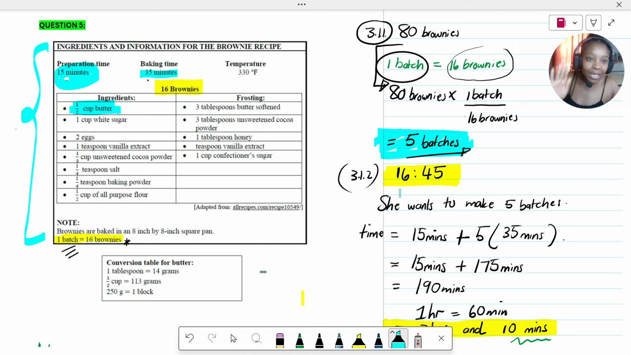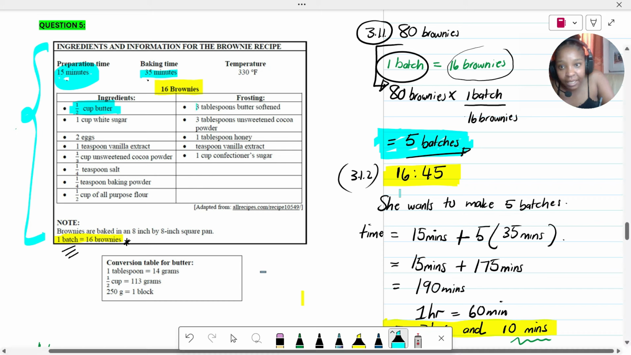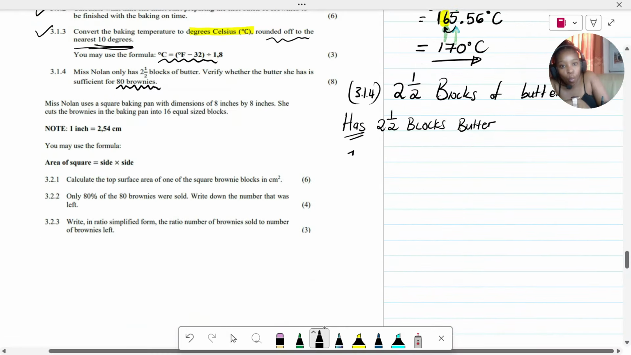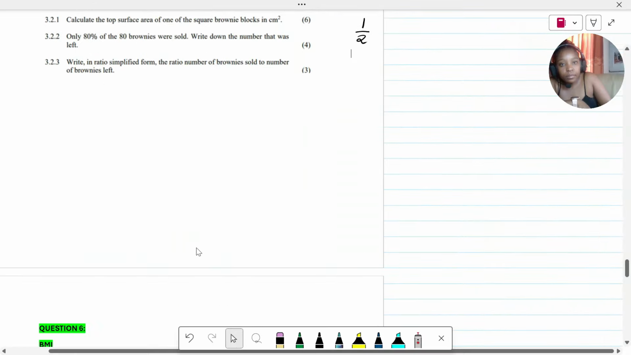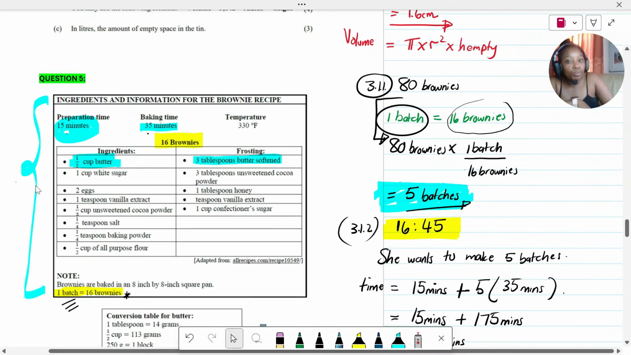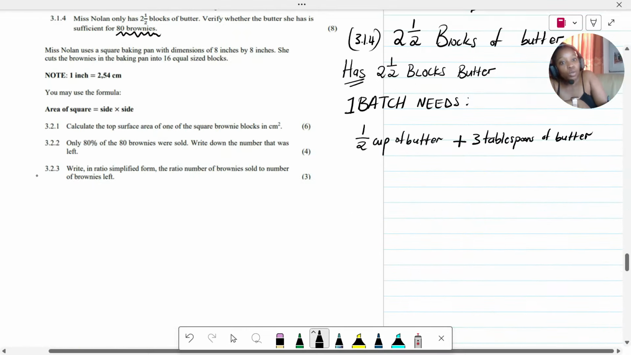But you're not done. You're not just looking at ingredients. We need to look at the ingredients and the frosting, because you're baking and you're frosting. So let's also look for the part that talks about the butter on this side. We need 3 tablespoons of butter. So in actuality, for 1 batch, we will need half a cup of butter plus 3 tablespoons of butter. That's what we need just for 1 batch.